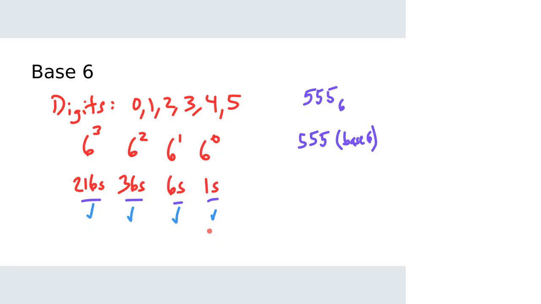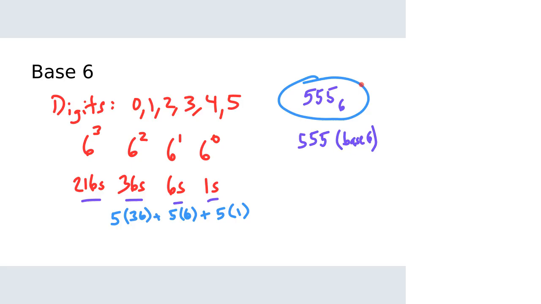And this goes back to expanded form from last week. It would be 5 36s plus 5 6s plus 5 1s. That's what the value of that number would be. Now, we're going to spend a lot more time doing that kind of thing next week, going back and forth between base 10 and other bases. But right now, I just want you to see how this is not 555, it's 555 base 6, because those aren't ones, tens, and hundreds.